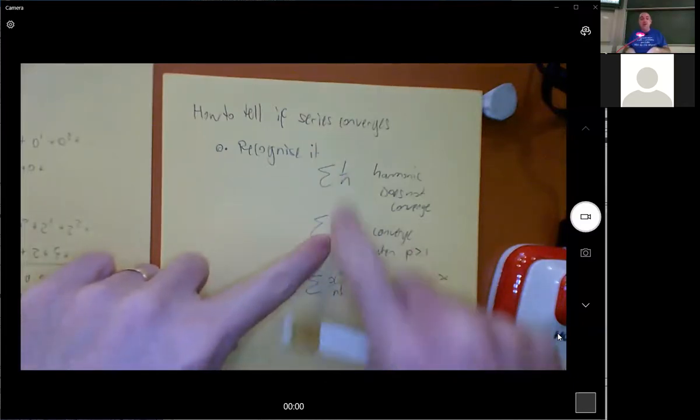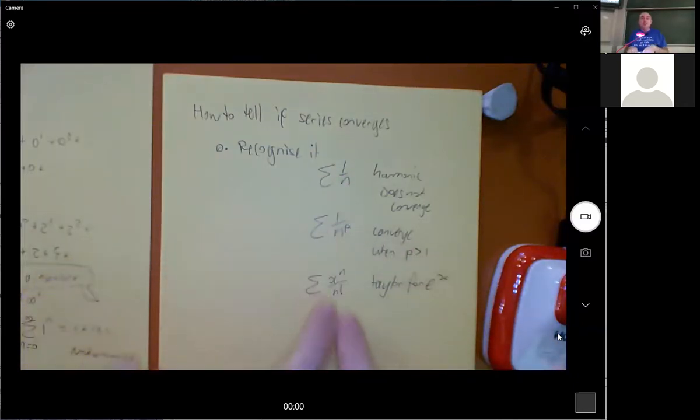These are not that helpful for power series. This one doesn't have any x's in it at all. This one's got x's, but it's a specific one. And so unless that's the exact one you see, it's not going to help.